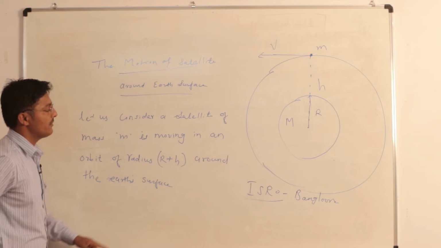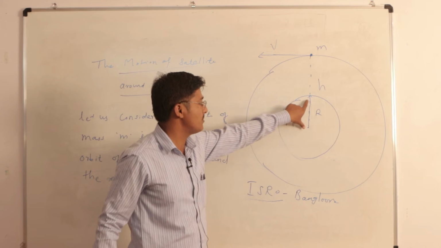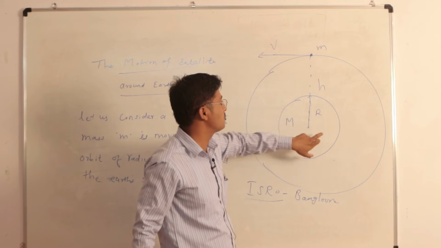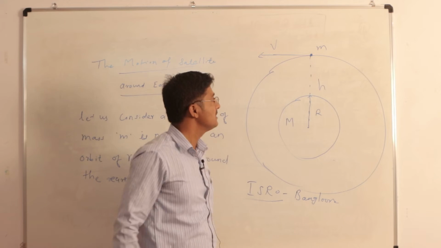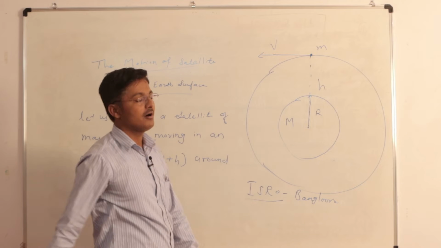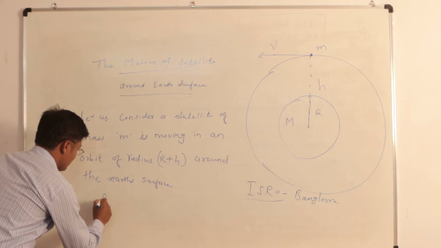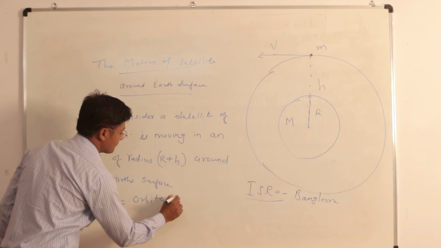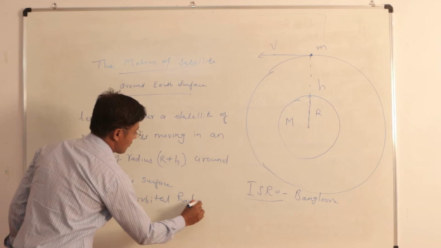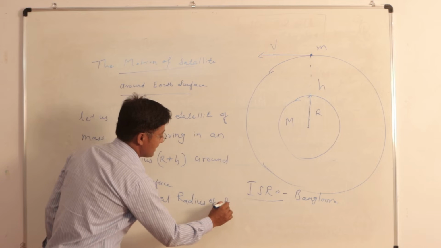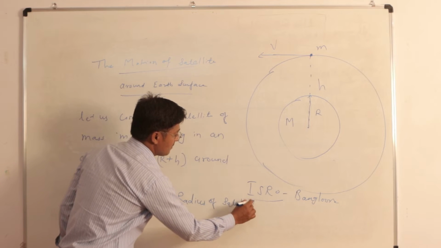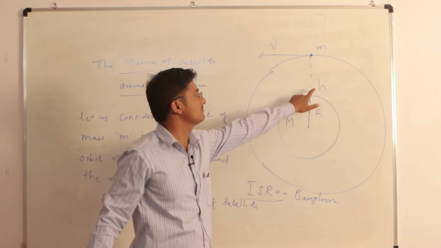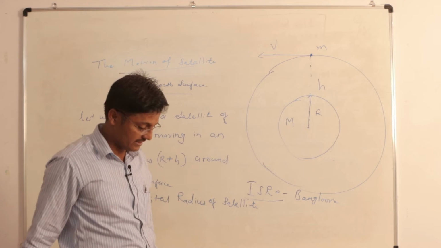In this diagram we have assumed capital R is the radius of earth, but the satellite is at height h from the earth's surface, so the total radius will be R plus h. So R plus h is the orbital radius of the satellite, that is, the final orbital radius of the satellite is the radius of earth plus the height of satellite.